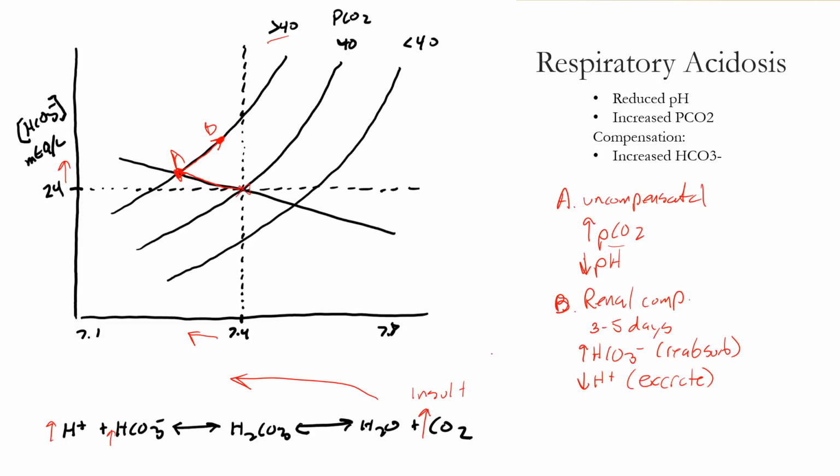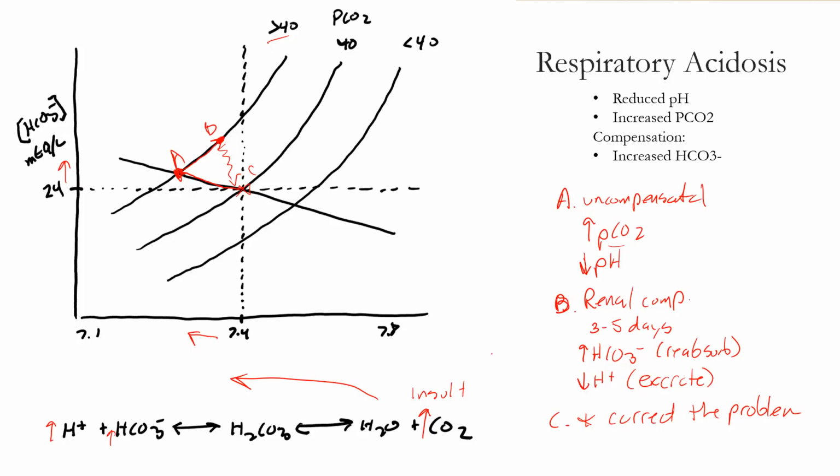Now, in order for us to correct back to normal, to get to point C, it's the same thing as we talked about before, which is correct the problem or correct the disorder. Whatever the pulmonary disorder is, you have to do your best to correct that or medicate it or what have you, so that the CO2 will actually renormalize. Otherwise, you're going to stay in that renal compensation state.